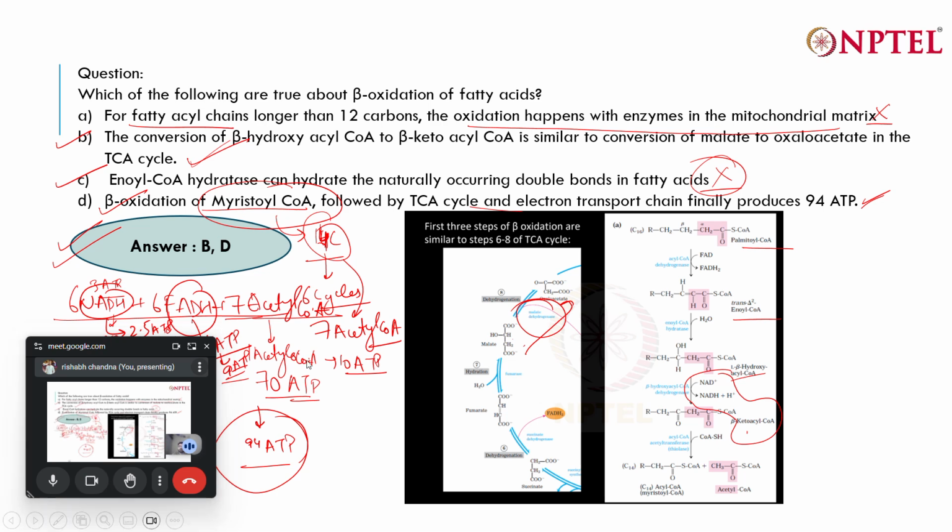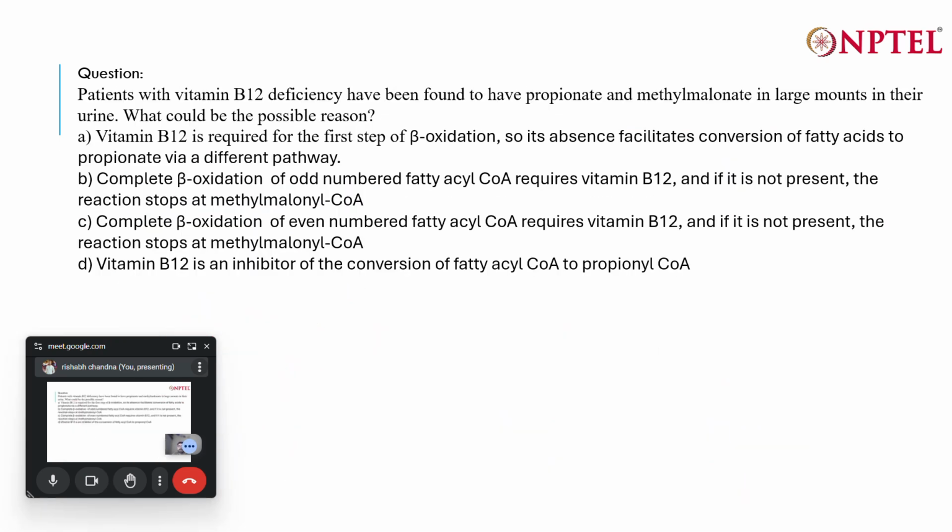Okay, so let's move on to the next question. Patients with vitamin B12 deficiency have been found to have propionate and methylmalonate in large amounts in their urine. What could be the possible reason? So, what can be the correct answer for this?